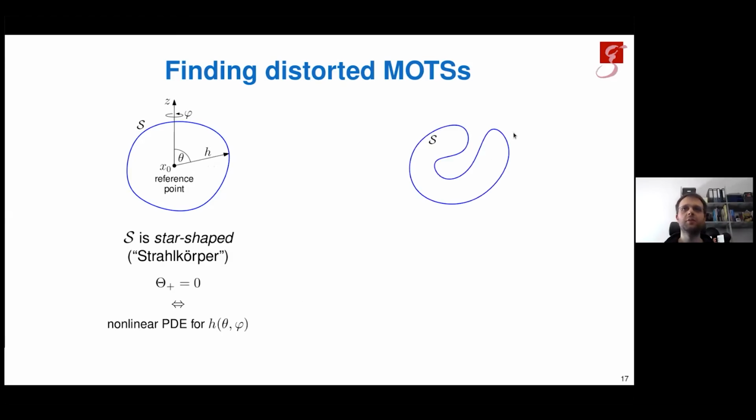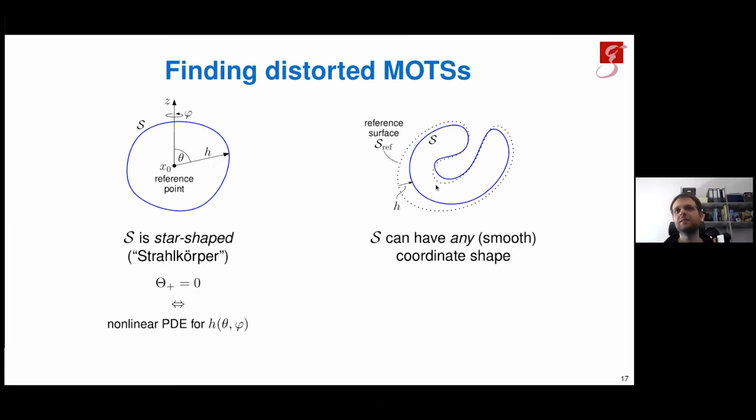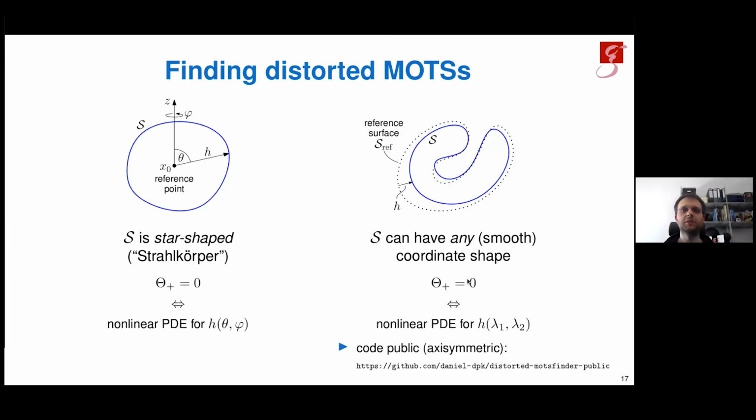Obviously, this won't work if the MOTS looks like this, if it's not star-shaped. And our idea is to use a reference surface instead of a reference point and describe the MOTS with a distance function relative to the reference surface in normal direction here. And that way, the MOTS condition turns into the same nonlinear problem for the distance function, formally at least.